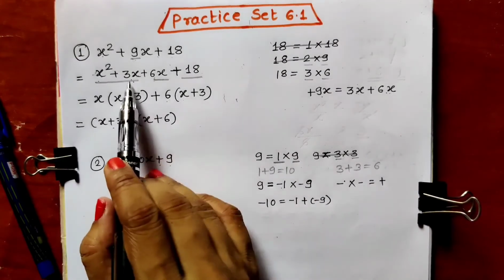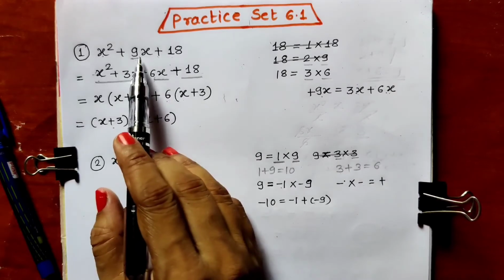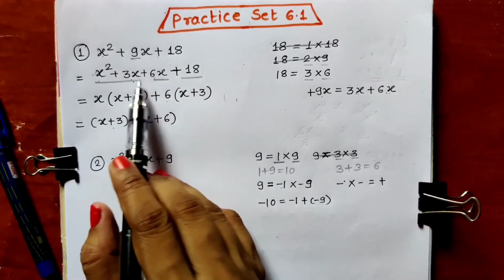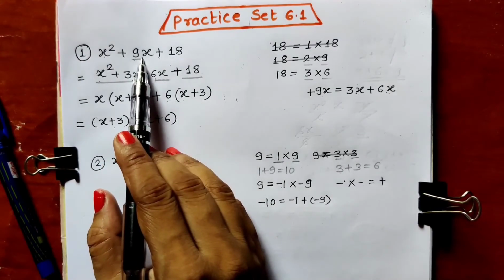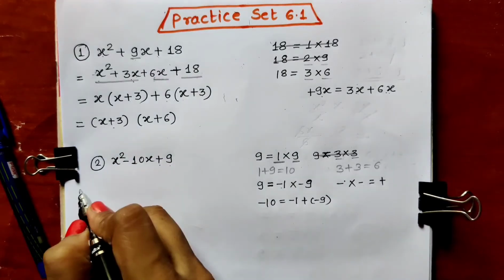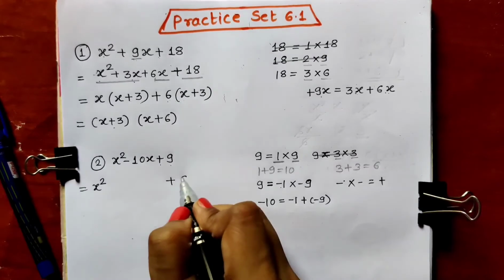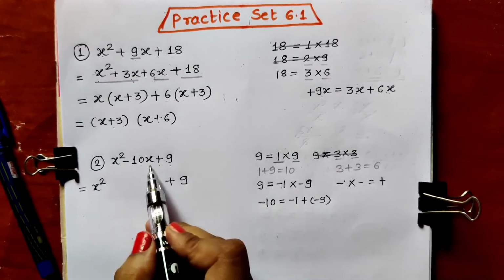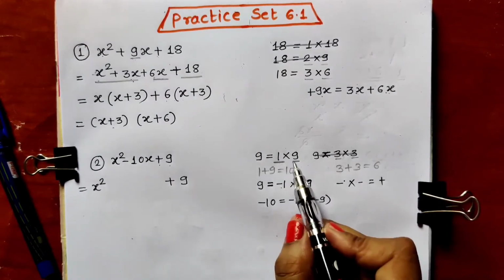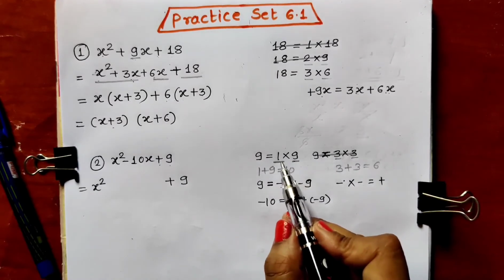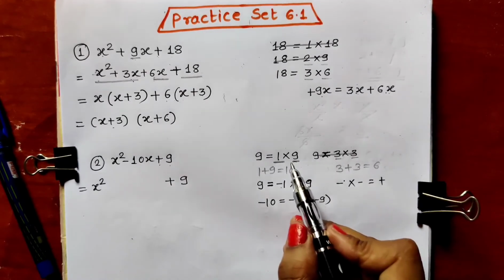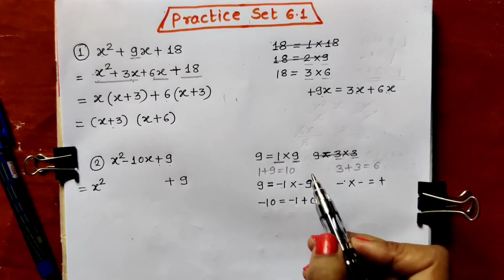As I have told you in the previous sum also, when you split the middle term into two terms, the answer should be this middle term. So here the first term we should write as it is, and the last term we should write as it is. In place of this middle term we have to write these two factors, and while writing the two factors you should check the sign also properly.